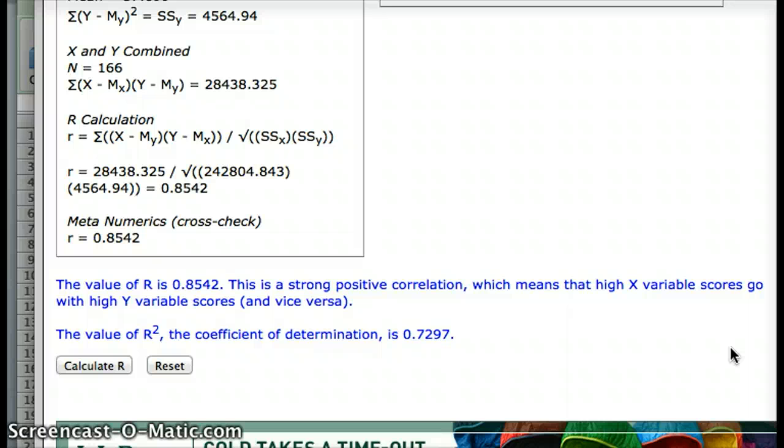So as the X values increase, the Y values also increase. As weight increases, we would certainly expect waist size to increase. The R squared of 0.7297, so 73% of the change in a person's waist size is reflected by change in weight. But again, that seems reasonable in light of this.